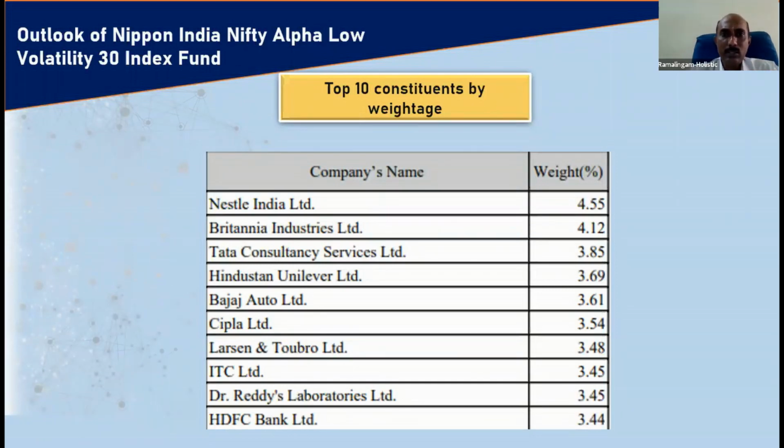In those top 30 stocks in the index, what are the top 10 stocks? That is what we are going to see in this slide. Nestle India 4.55%, Britannia Industries 4.12%, Tata Consultancy Services 3.85%, Hindustan Unilever, Bajaj Auto, Cipla, L&T, ITC, Dr. Reddy's, HDFC Bank. They also have close to 3% exposure here. So as I have already told, even the topmost weightage is only 4.55%. That means less than 5%.